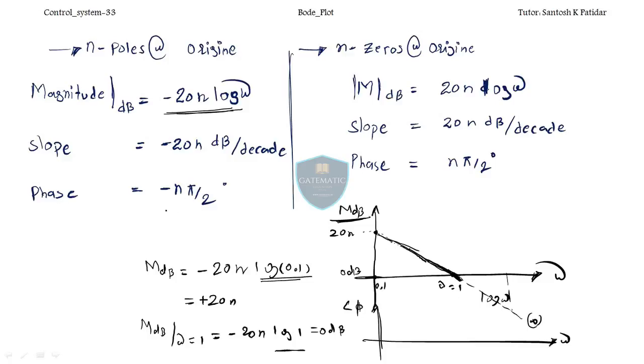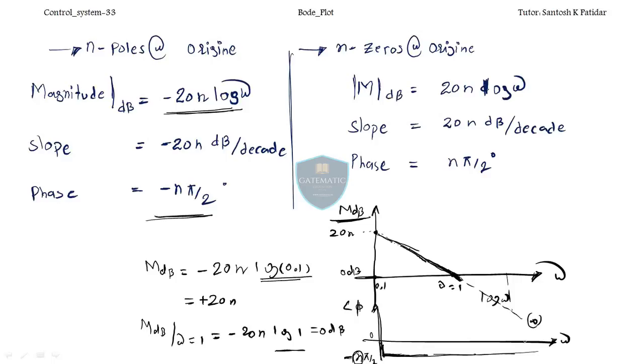If I talk about the phase plot, this is minus n pi by 2. If this is your 0, then this is minus n pi by 2, and it will go like this, fixed at minus n pi by 2, continuously, because it does not depend on frequency. N is the number of poles at origin. If n is 3, then you will get minus 270 degrees throughout.